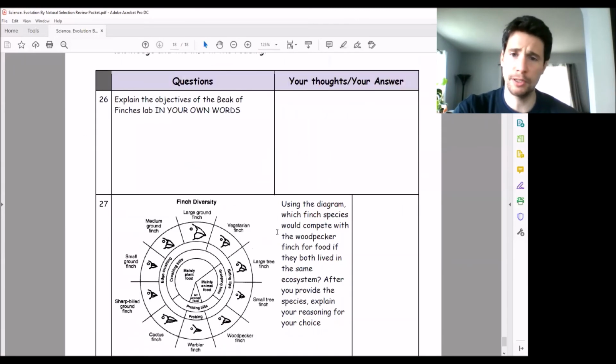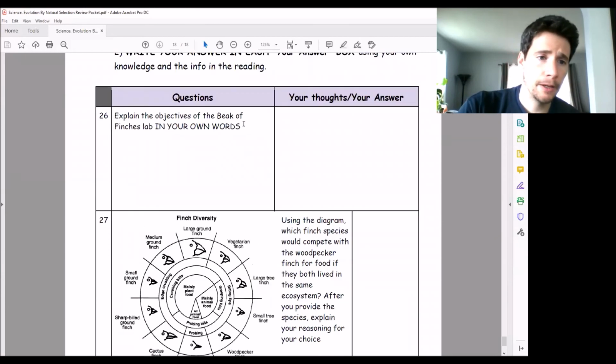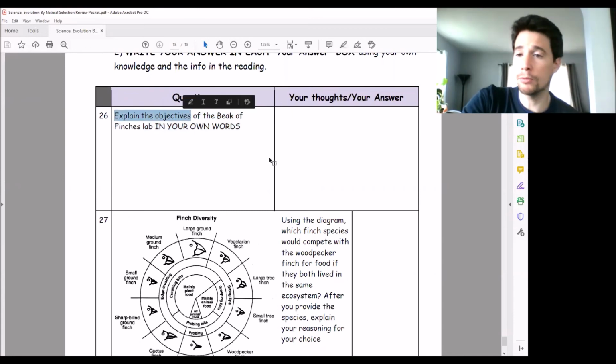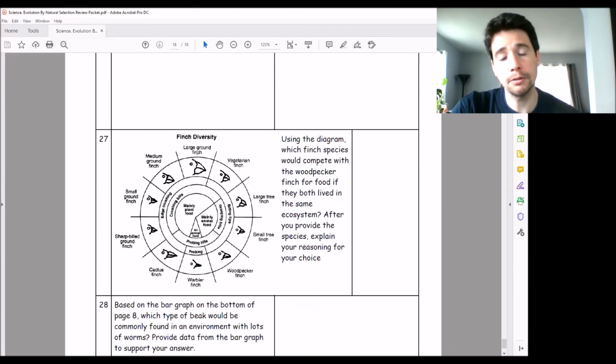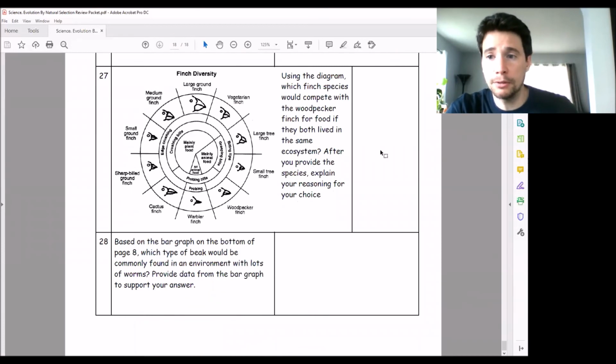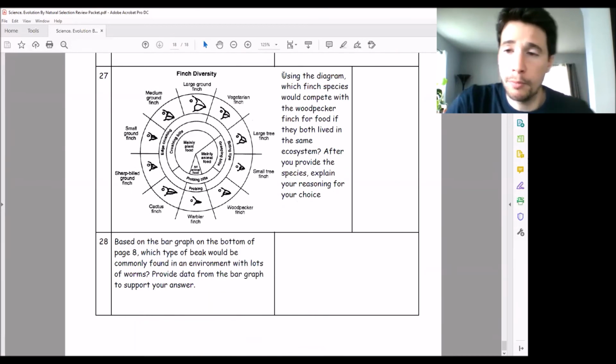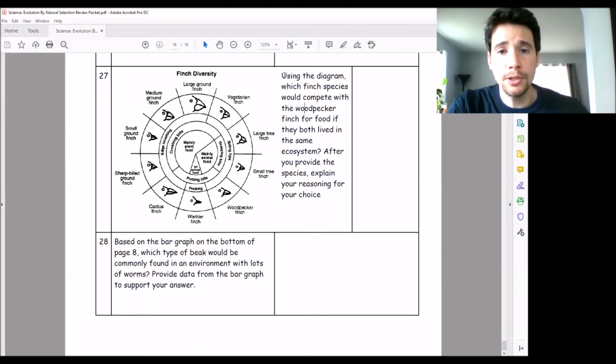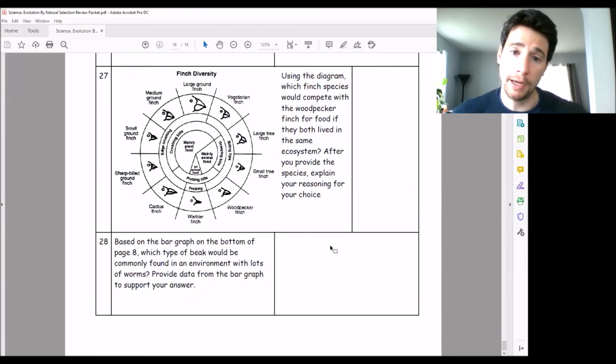So let's check out the questions and get done with this, okay? Explain the objectives in your own words. So that's what you're highlighting. Explain the objectives, put them in your own words. It should be pretty easy. This is really just to model evolution by natural selection and show you what natural selection is and how it works. This next one says, using the diagram, which finch species would compete with the woodpecker finch for food if they both lived in the same ecosystem?